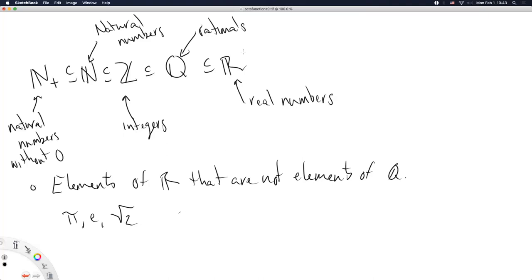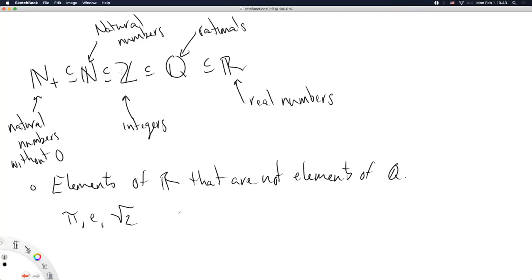For the most part, we're going to be dealing with real numbers in this class. So we're going to be dealing with this biggest set of one-dimensional numbers that exists that includes elements like the rationals, but also pi, e, and square root of 2. Okay, so if you follow this, what we're essentially saying is that the natural numbers without zero is a subset of the natural numbers.